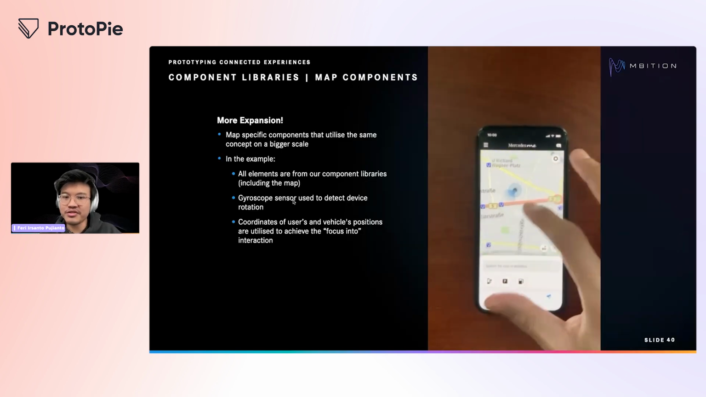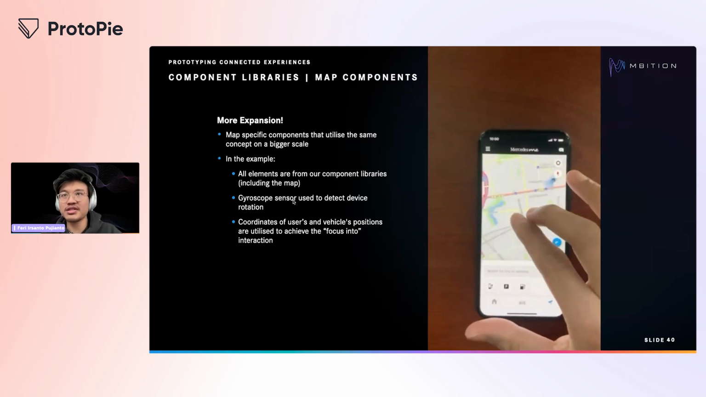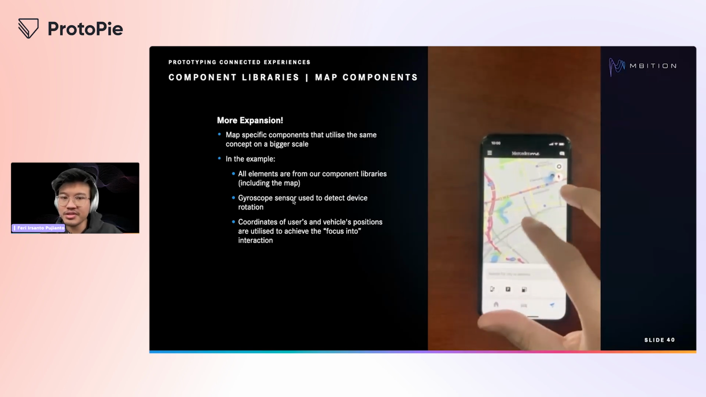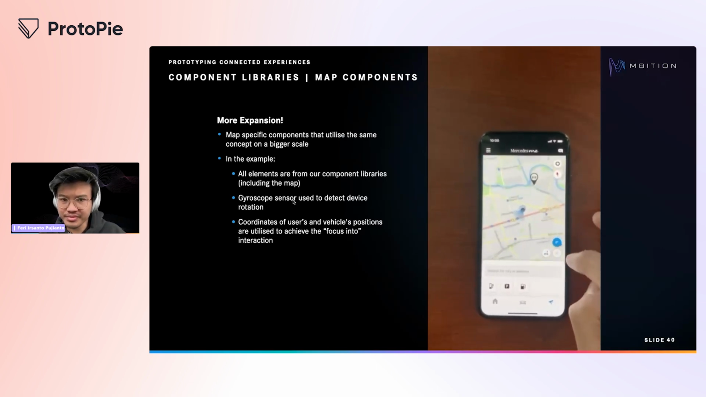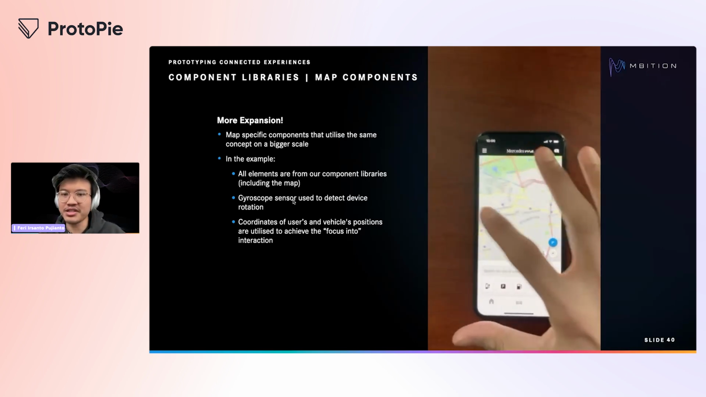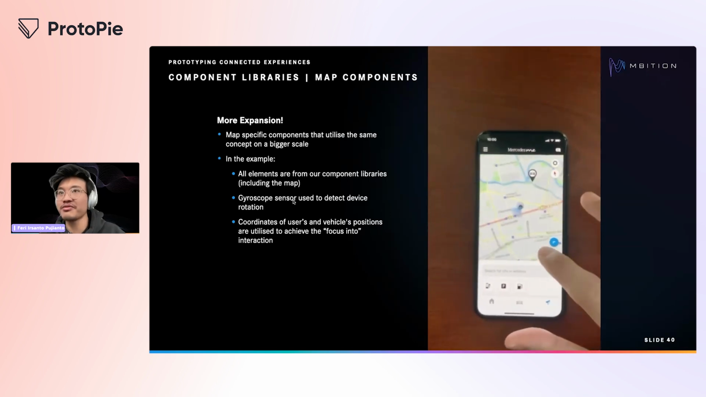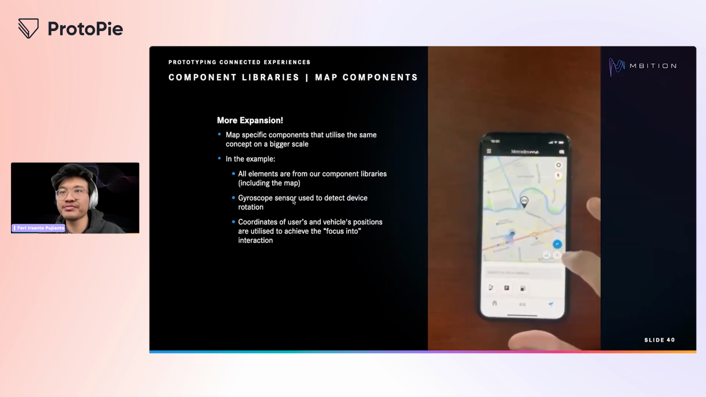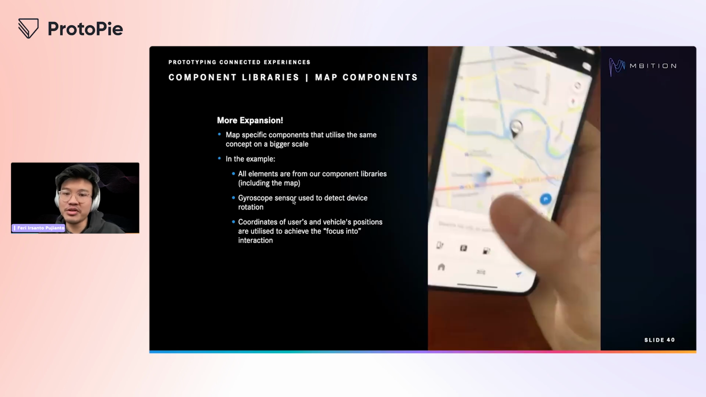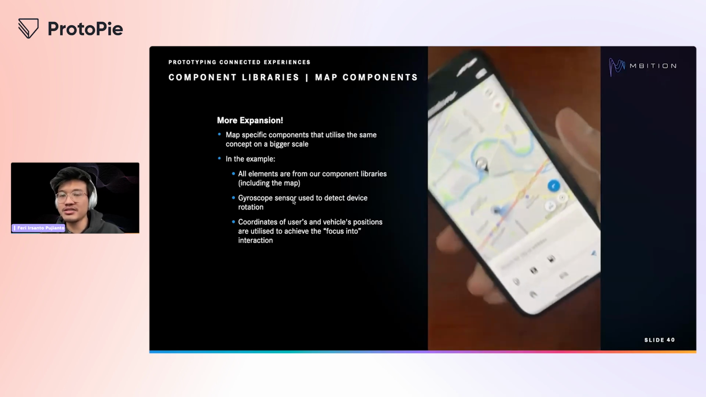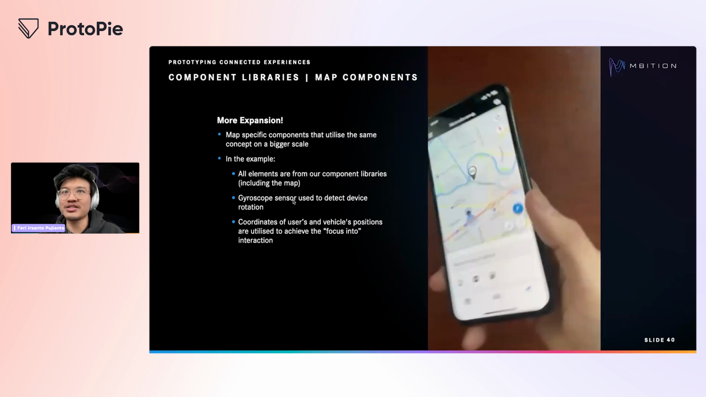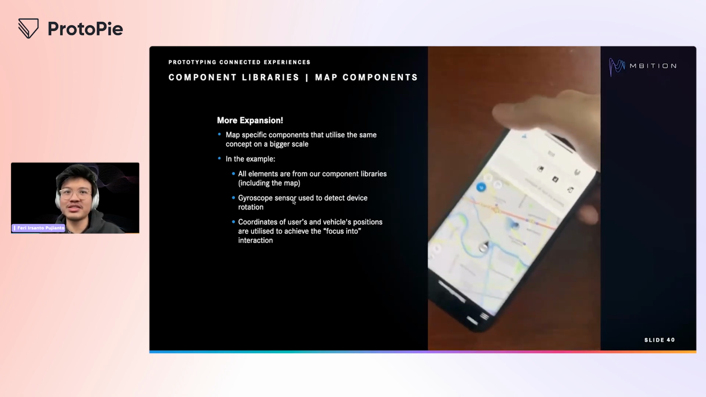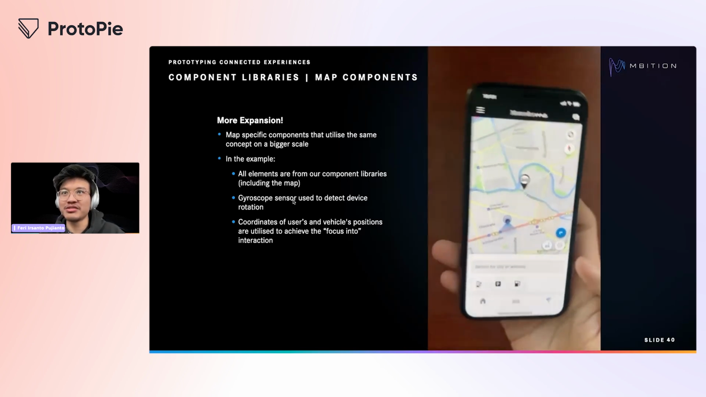And our last set of components are the map components. It utilizes the same concept from the dynamic components library, but on a bigger scale. In the example, you see different kinds of interaction with all elements coming from our components library. Furthermore, a gyroscope sensor is also applied to detect the device rotation, and the user icon here is rotating automatically based on the device rotation.